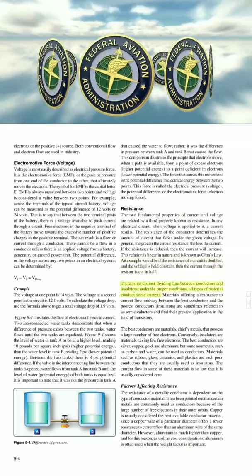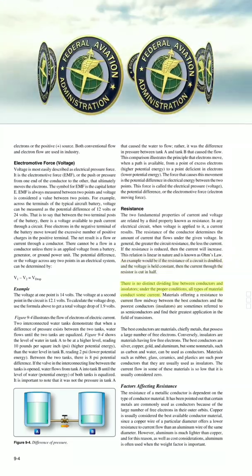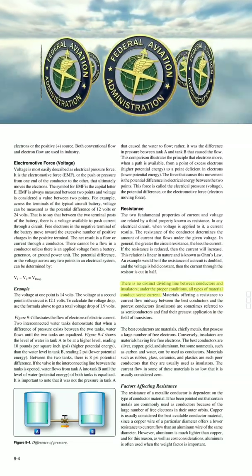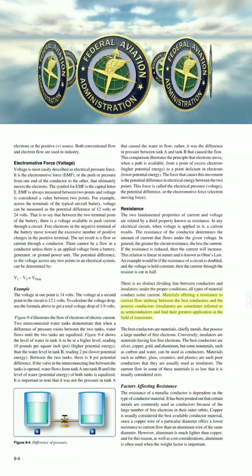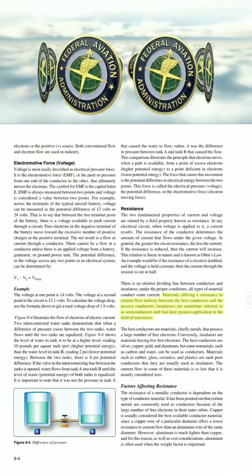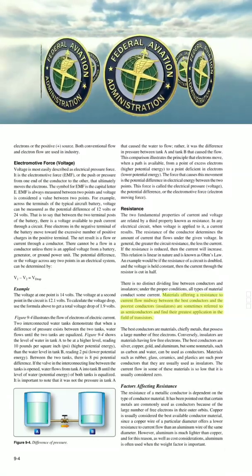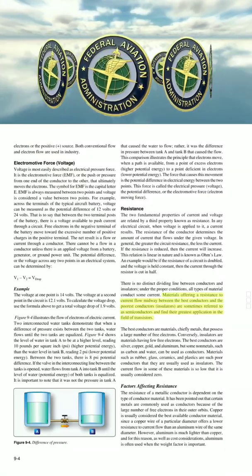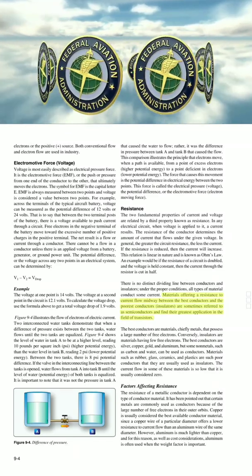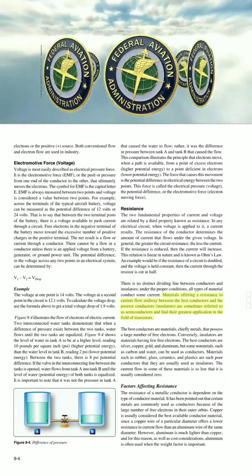There is no distinct dividing line between conductors and insulators. Under the proper conditions, all types of material conduct some current. Materials offering a resistance to current flow midway between the best conductors and the poorest conductors, insulators, are sometimes referred to as semiconductors, and find their greatest application in the field of transistors.